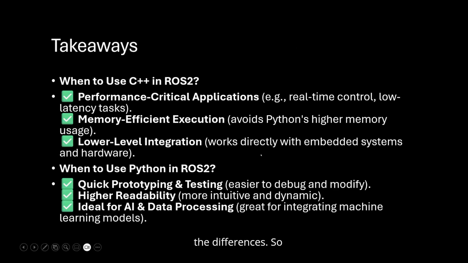So what are the takeaways here? This is my final slide, which is when do we use C++ in ROS2? We're already using it on the car, but for your future knowledge, you use it for performance-critical applications like real-time control and low latency. This is why I believe Triton AI opted for a C++ build instead of Python, which is maybe easier for people to understand. C++ is more memory efficient and has lower-level integration. It works directly with embedded systems and hardware. There are no conversions that need to be made.